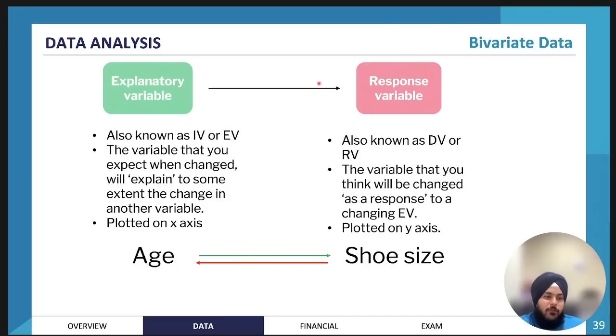Okay, so the explanatory variable, also known as the IV or the EV, is the variable that you're going to change whenever you're doing a study. So it's usually represented on the x-axis of any type of graph that you might use to represent this data. And the response variable is what's going to be affected by changing the explanatory variable. So for example here, shoe size will be affected by age. So therefore age is the explanatory variable and shoe size is the response variable.